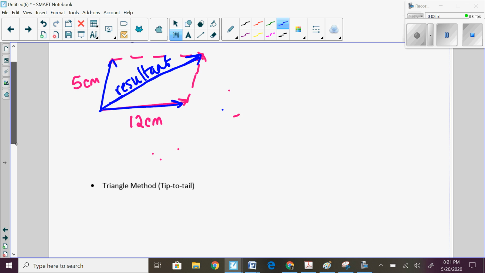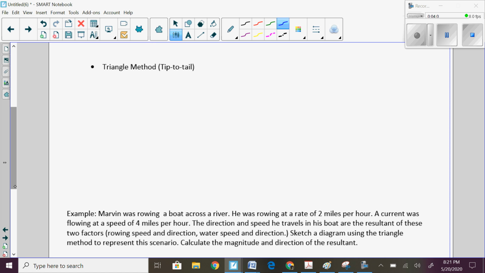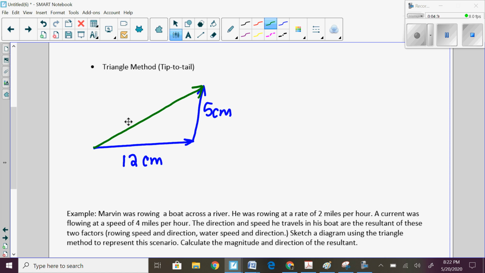The method that I prefer to use is actually the triangle method, which is also called tip to tail. So we again have that 12 centimeter vector going in this direction, so it's like 0 degrees. And instead of drawing out the whole parallelogram, I just put the second vector where the first one ends. What that does for us is it allows us to see that the resultant will be here. And we'll have ways to figure out how long that is and what direction. That's really what we're going to be concerned with, the resultant.